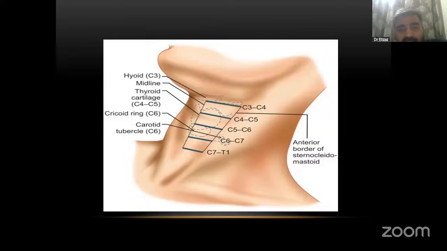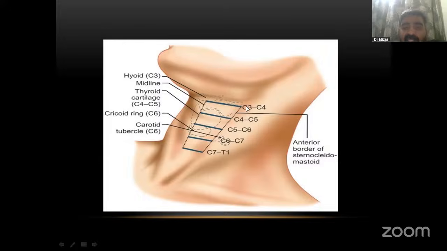Okay, so what should be the landmarks of ACDF? This picture shows it very well. We start from C3 to C4, actually the upper-most level. This is the angle of the mandible; at the level of the angle of the mandible is C1, C2, which is not shown here. But this is the level of C3, 4. This one is the hyoid bone. That is the level of C3-4; the hyoid bone will be at the C3-4 level.